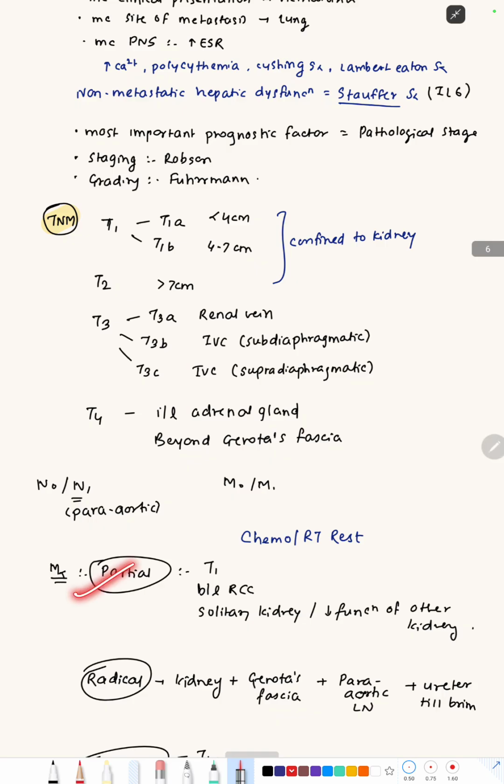Partial nephrectomy is done in all the benign conditions. Apart from that, it is done in T1 tumors, that is up to 7 cm, confined to the kidney. It is done in bilateral renal cell carcinoma, and if there is only a solitary kidney or decreased function of the other kidney.